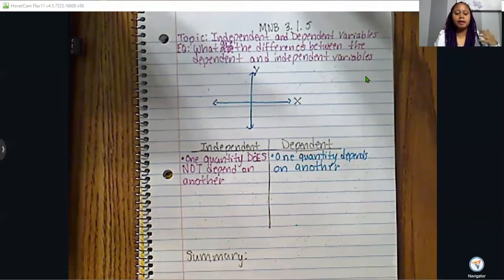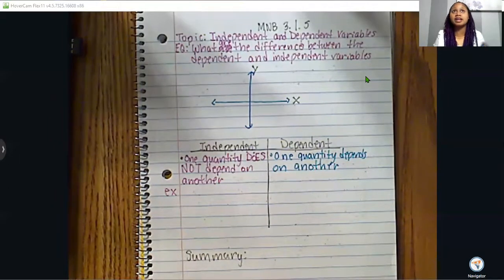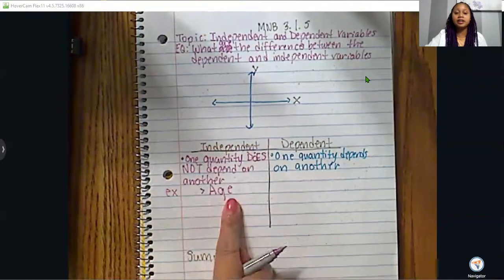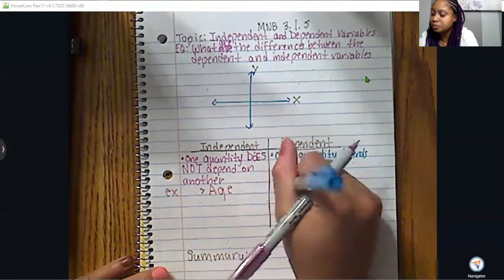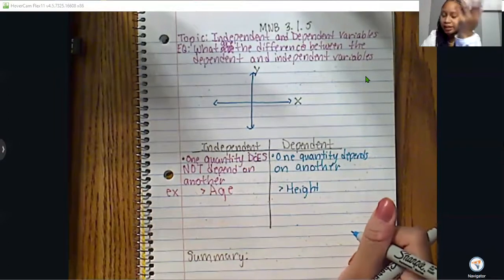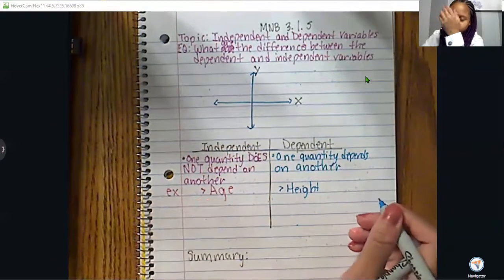So we're going to think about different situations. For example, I'm going to do our examples. Let's say that we have age versus your height. In this situation, age is independent because your age does not depend on your height. Just because you're 6 feet tall doesn't mean you're a certain age. So your age is the independent. And if age is the independent, that means that the height would be dependent. So your height depends on how old you are. Not all the time, because height is a little weird. But the older you are in age, typically, the taller you are.